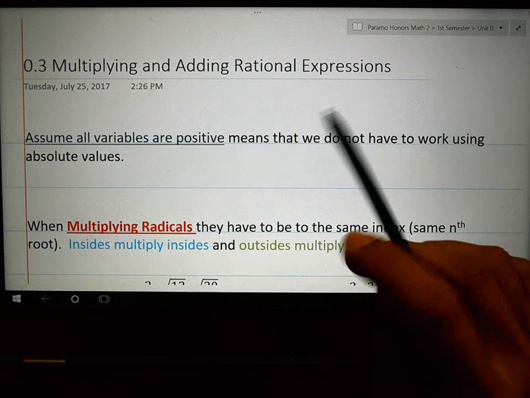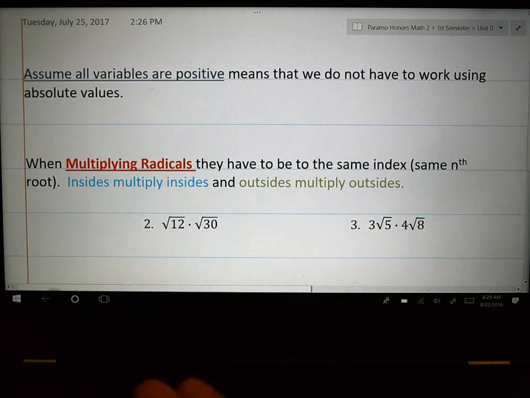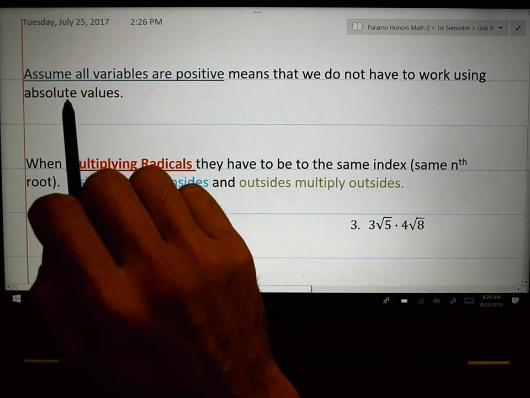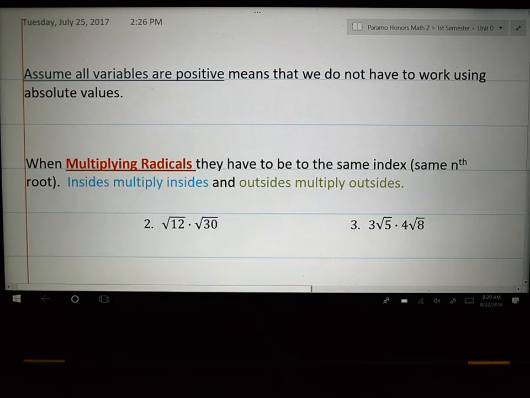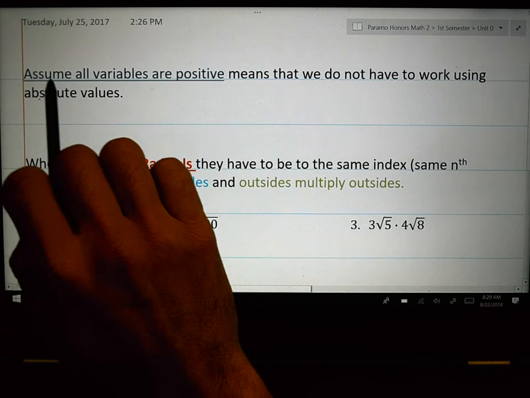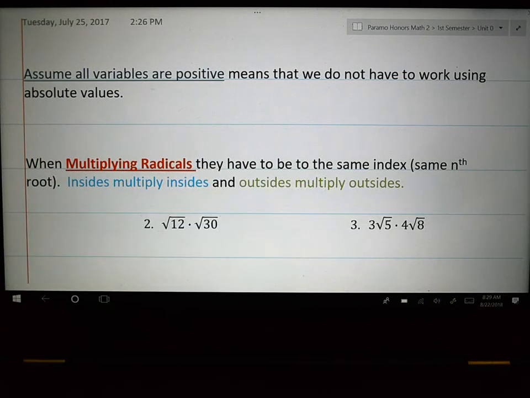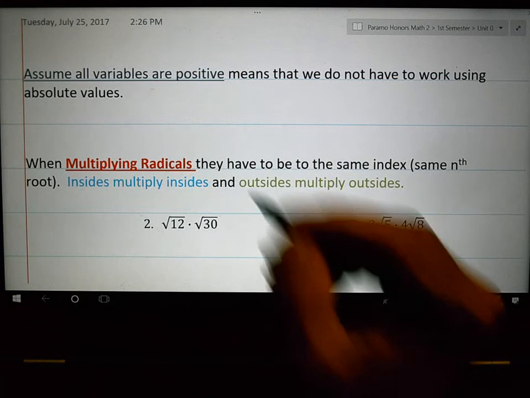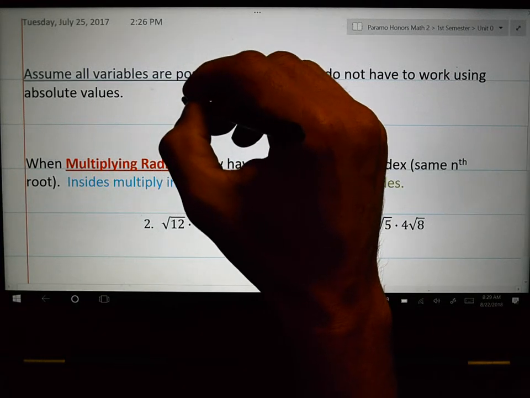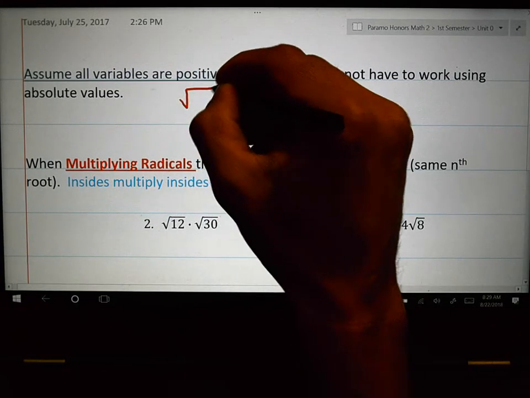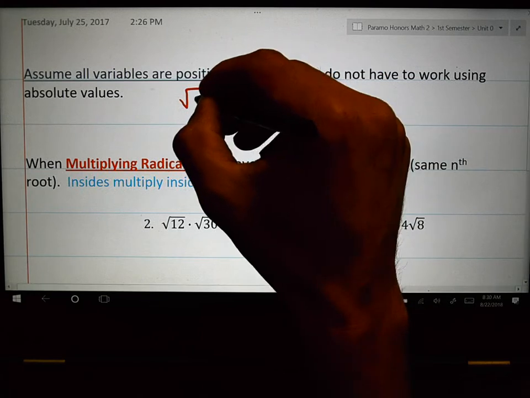So here we go. The first thing I need to highlight is that there are some directions that when I first read them, it confused me. The direction said, assume all variables are positive. And because I read those, I had to look it up: why do they say that? What would happen if we didn't? We didn't really mention this at all in 0.2, but I want to mention it here. If I were to simplify the square root of x squared, let's just do that.